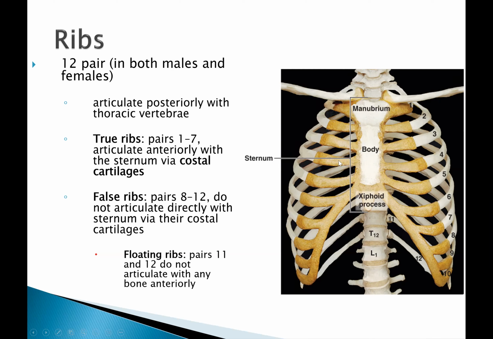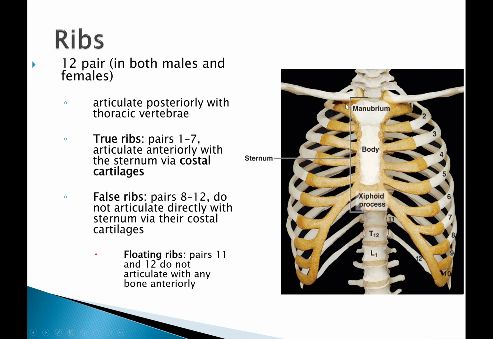So you have true ribs and false ribs. The top 7 ribs, rib 1 through rib 7, they're known as true ribs because their costal cartilage connects directly to the sternum.